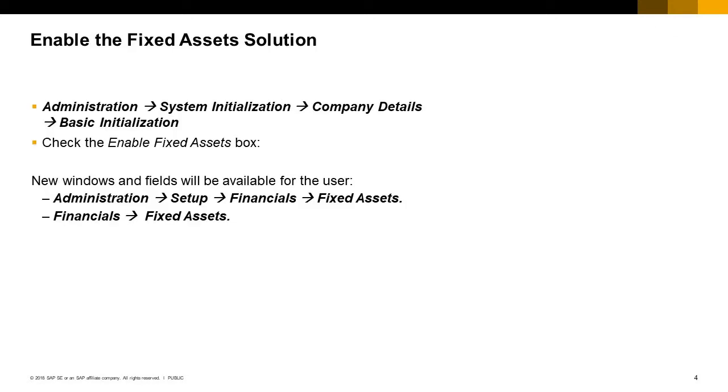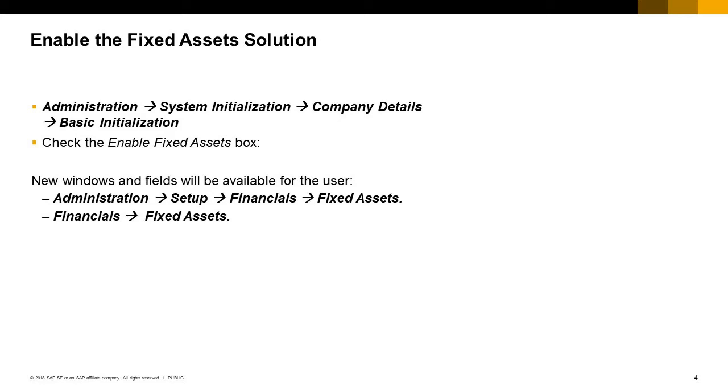Let us start by reviewing the sub-menu and windows in SAP Business One. To enable the fixed asset solution, go to the Basic Initialization tab in Company Details window. Select the Enable Fixed Assets checkbox. Once the user checks the box, the fixed assets functionality will be activated and new windows and fields will be available under Administration, Setup, Financials, Fixed Assets, and under Financials, Fixed Assets.